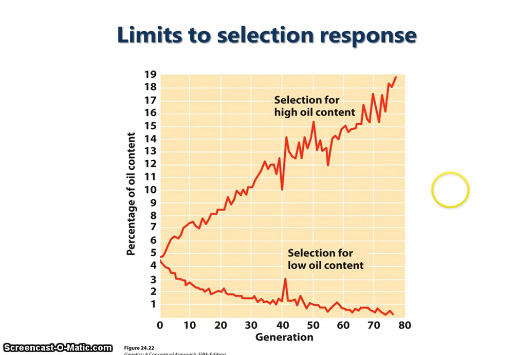So from experiments like this, we can actually calculate heritability. So that's another way we can calculate heritability, by looking at the response to selection. And we can do that even just from a single generation. We don't need to do it for 80 generations.